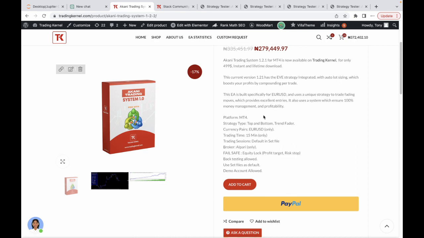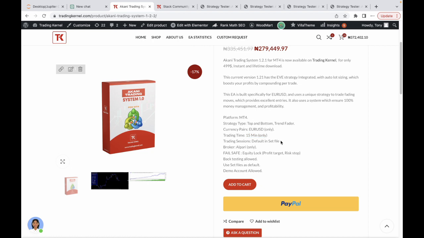Alright, so we have the currency pair to use only on EURUSD, trading time frame 15 minutes, and the trading sessions are also on default. Now the version 1.2.2 actually doesn't have any custom settings. Alright, it's easy drag and drop. The trading sessions are default. There's no need to modify anything. It's as easy as anything.